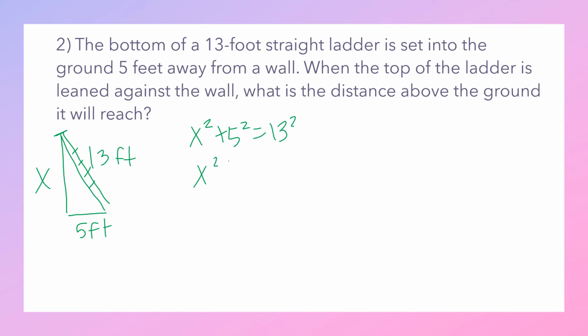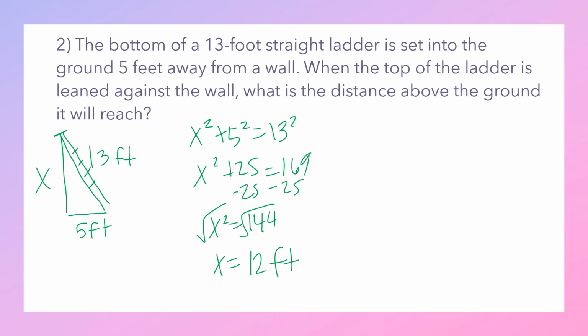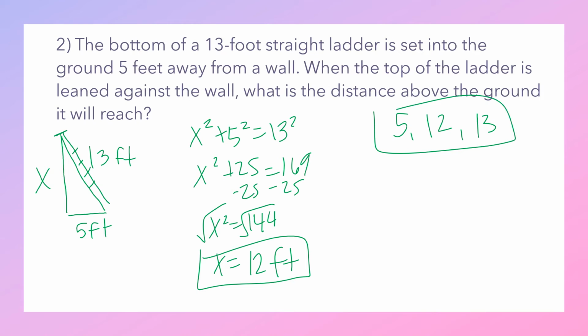5 squared is 25. 13 squared is 169. And then I'd subtract 25 from both sides. I would get x squared equals 144. And then I can take the square root of both sides, and I would get x equals 12 feet. This is another example of a Pythagorean triple. If you have the legs that are 5 and 12, your hypotenuse is going to be 13.